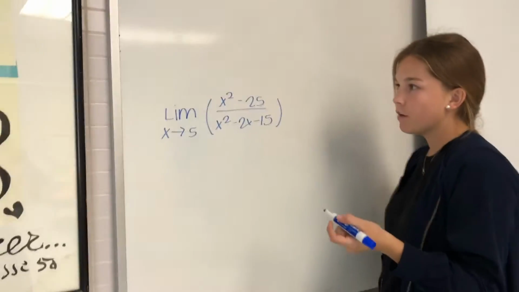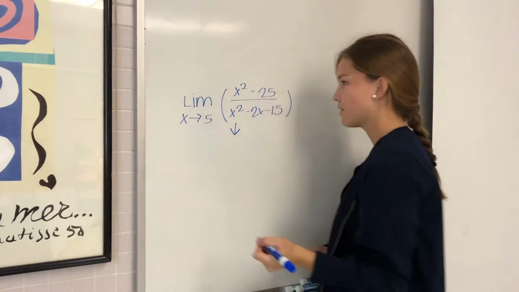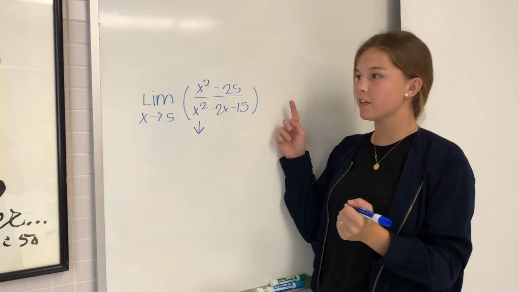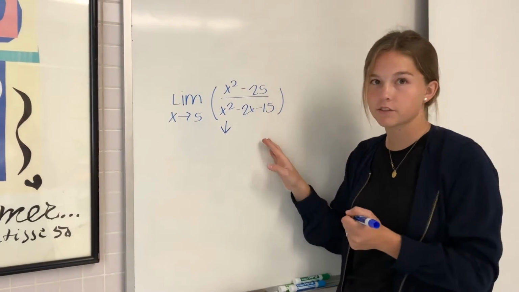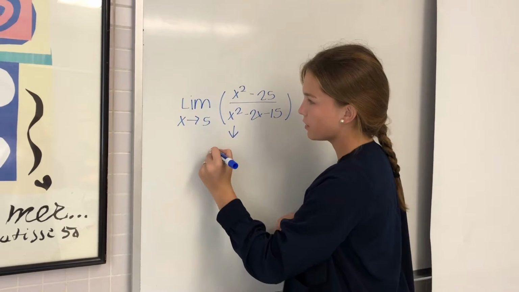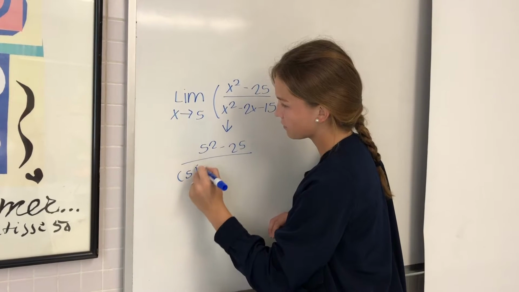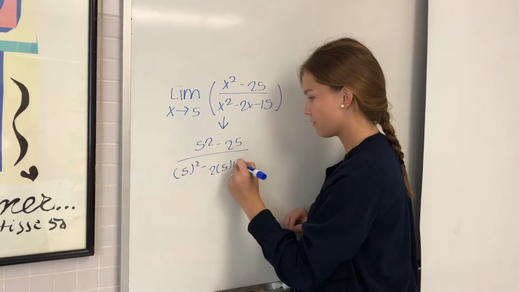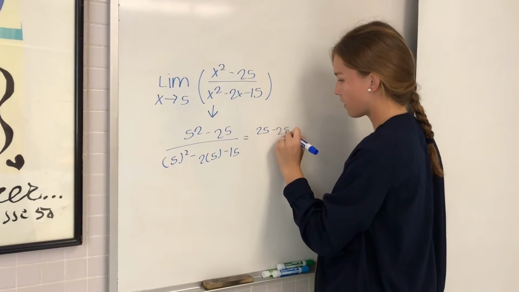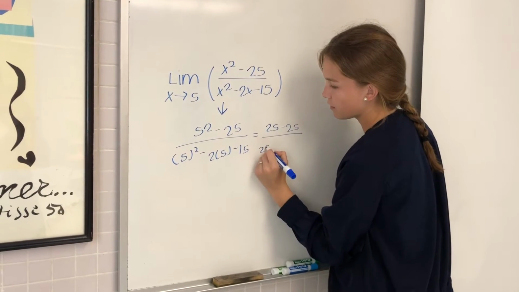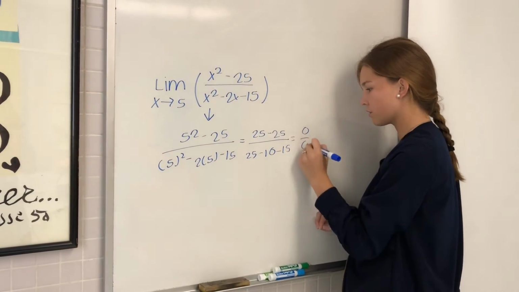To solve this problem, first we need to check if we plug in 5 here and the answer gives us 0, then we need to factorize. If it does not give us 0, that's the answer. So we plug in 5 in the equation: 5 squared minus 25 over 5 squared minus 2 times 5 minus 15. 5 squared is 25, minus 2 times 5, which is 10, minus 15. We get 0 over 0.